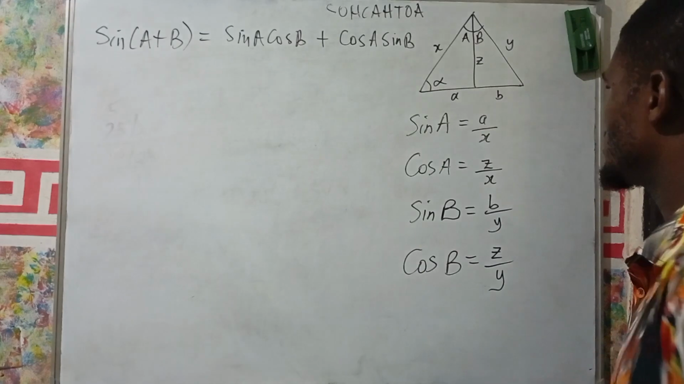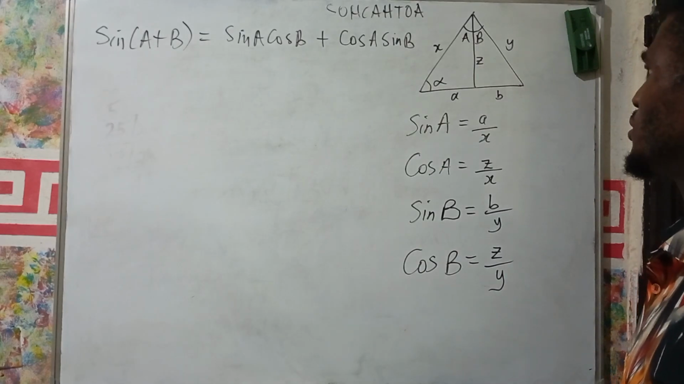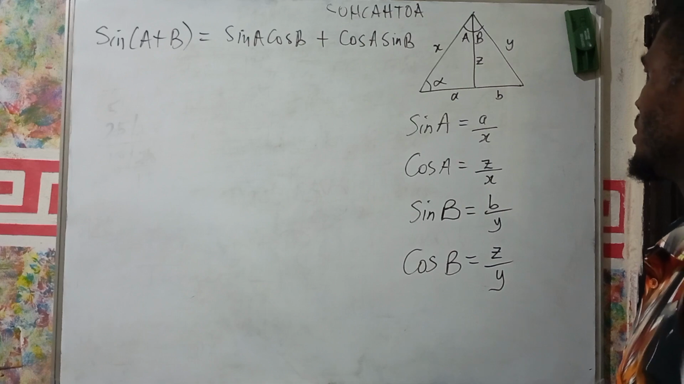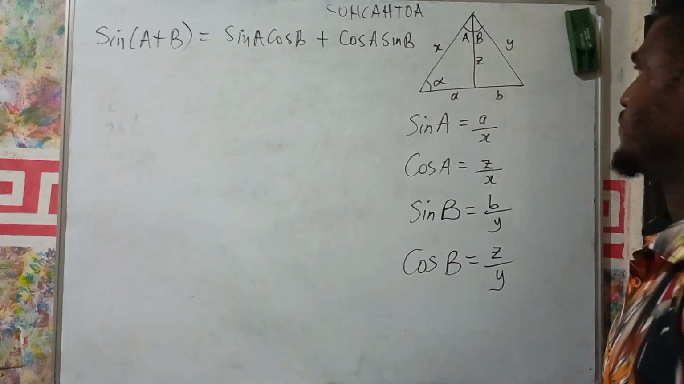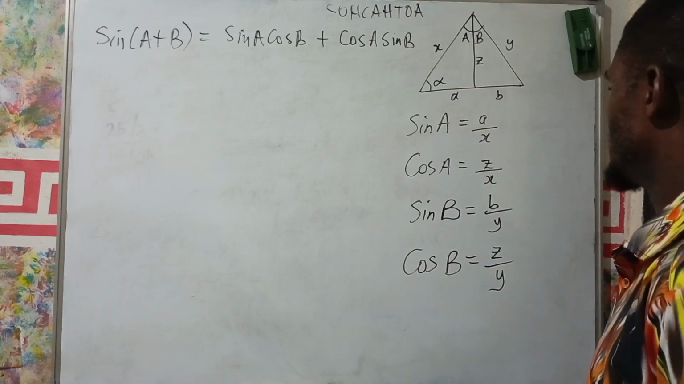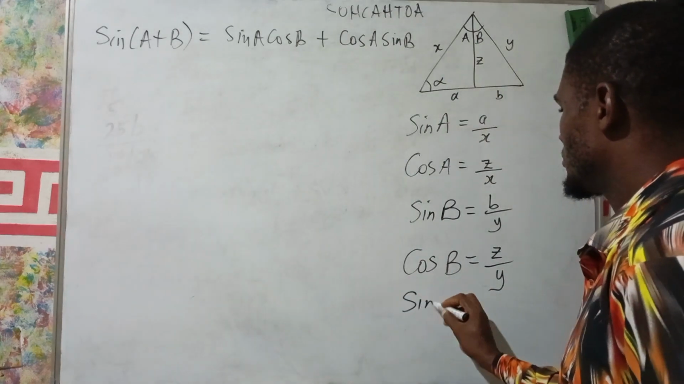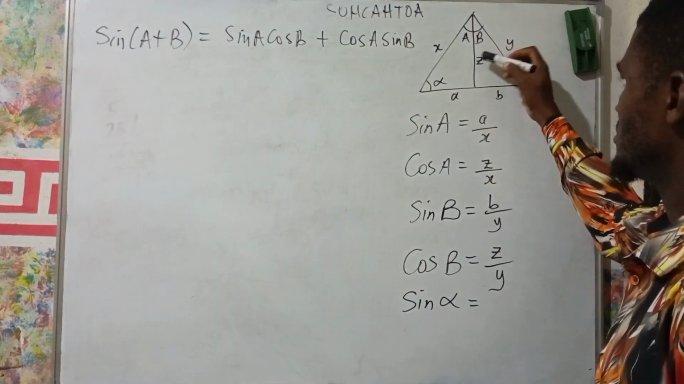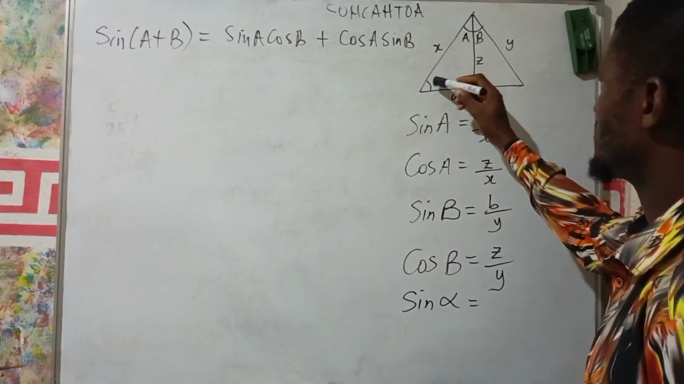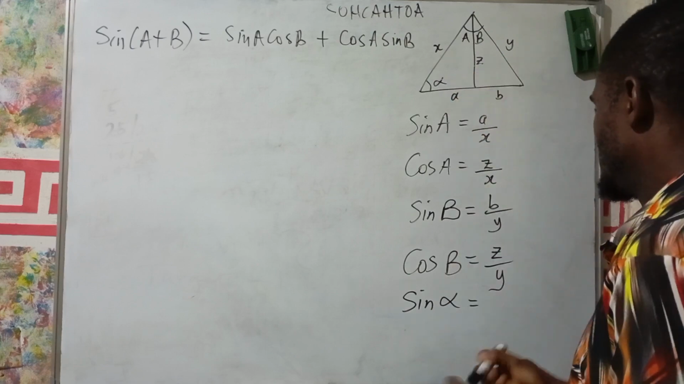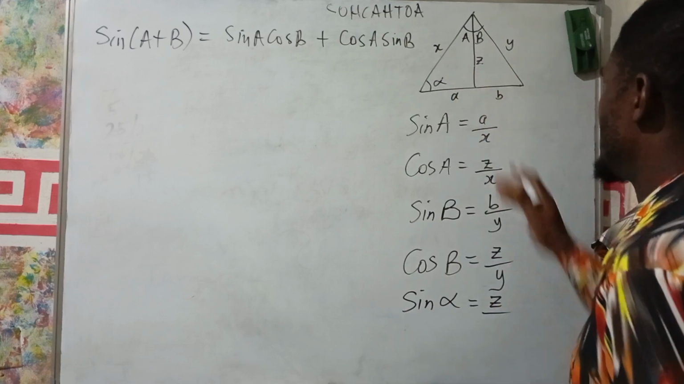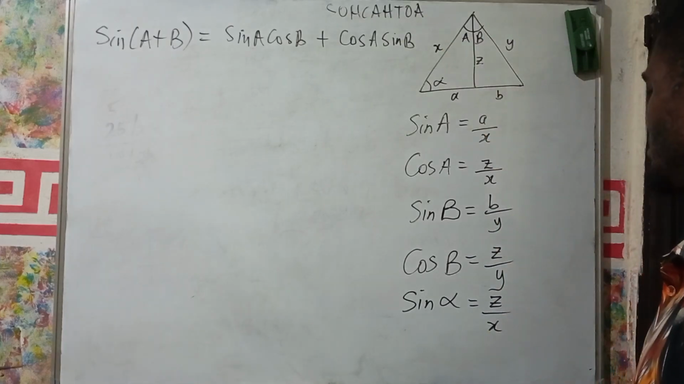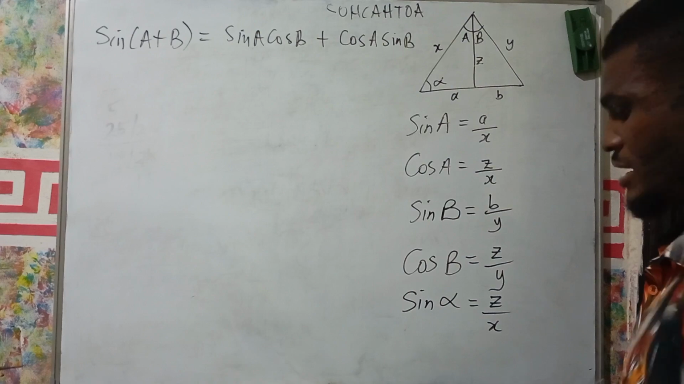All right, so when you've gotten this, what we now need is to find the sine of this angle here. Finding the sine of alpha, sine of alpha would be the opposite to alpha, which is Z, over the hypotenuse, which is X. Z over X is the hypotenuse.